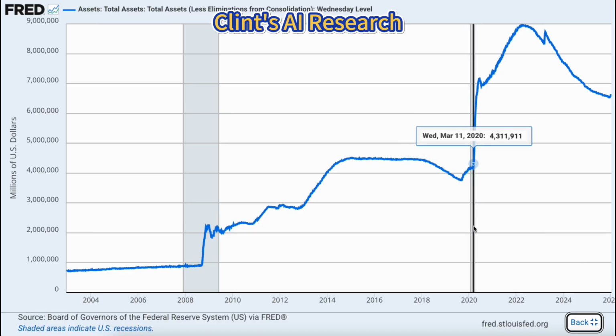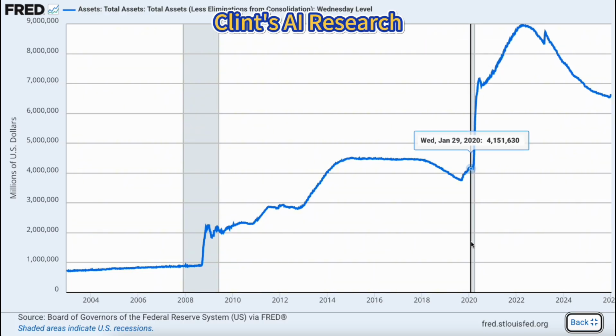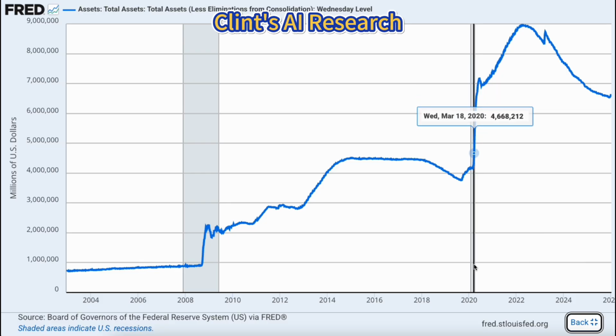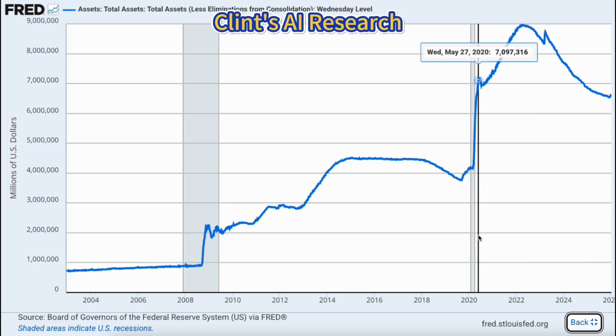2020, the COVID-19 response, the vertical spike. This is the most dramatic move on the chart. Assets shot from $4 trillion to nearly $9 trillion almost overnight. The Fed launched an unprecedented rescue mission to prevent a depression and fund global stimulus.